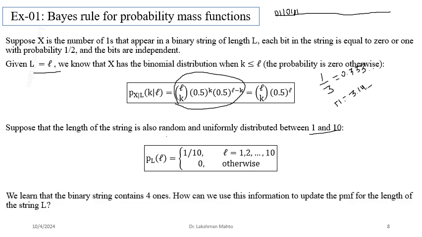So we learned that the binary string contains 4 ones. That means X equal to 4. You come up with the value X equal to 4 ones.